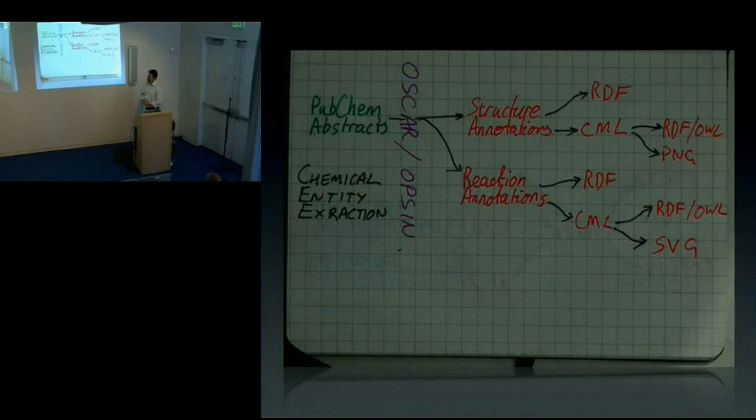And we can also use it for automating our natural language pipelines as well. This is the Oscar Opsin tool that Nico showed earlier. We can use Lensfield, for example, to download PubChem abstracts, grab out the structure annotations and reaction annotations, convert them into the standard formats into RDF, and then visualize them as well.